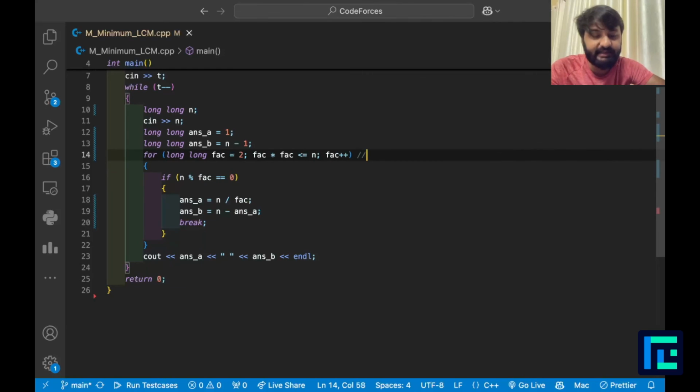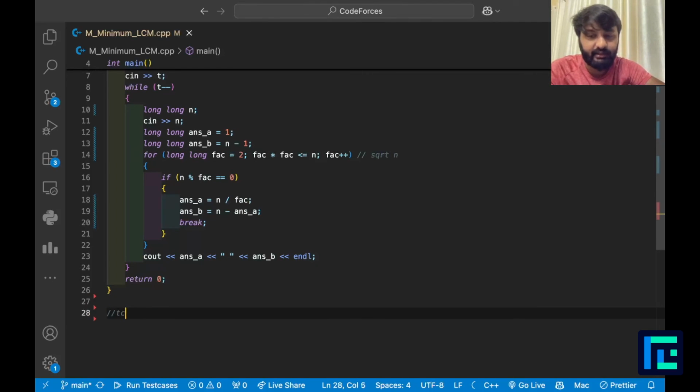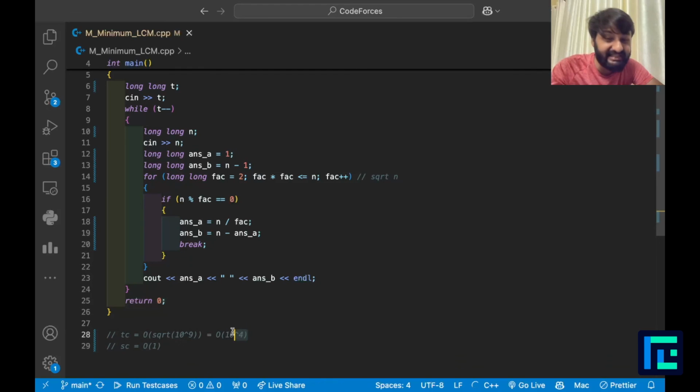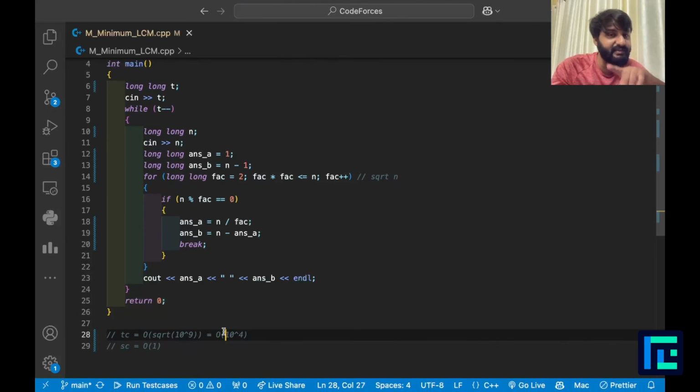What is the complexity? This is square root of n, which means I have created a time complexity of O of square root of 10 power 9 order, which is roughly 10 power 4 to 5 order. And what about space? It's constant. Now this is for every test case, which is fine because for every test case we had a 2 into 10 raised to 6 order roughly. So this is going to work.